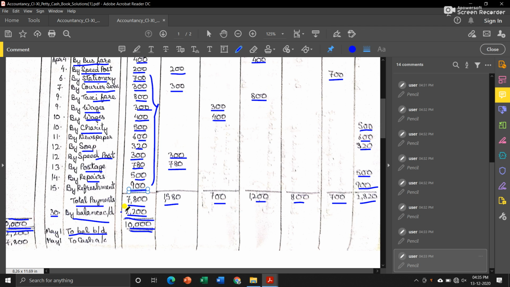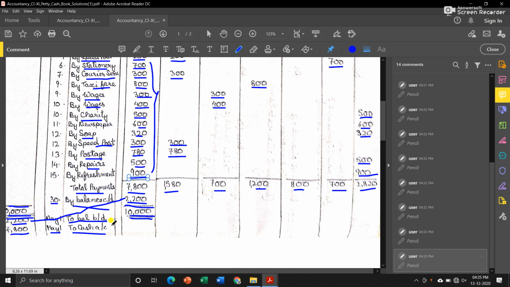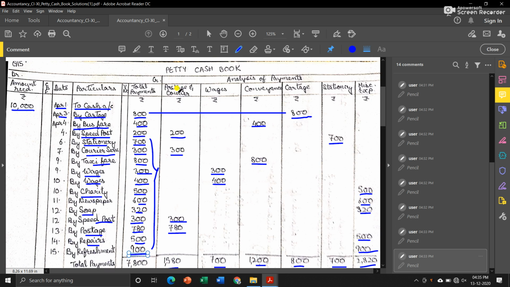Earlier it was on the credit side, now it will come into the debit side, that is 2,200 will come in here. And since the imprest amount is 10,000 per month, we already have 2,200, so to make 10,000 we need 7,800 more. Okay, so that 7,800 we will receive again from the cashier on May 1st itself by writing to cash account. So this is the petty cash book.